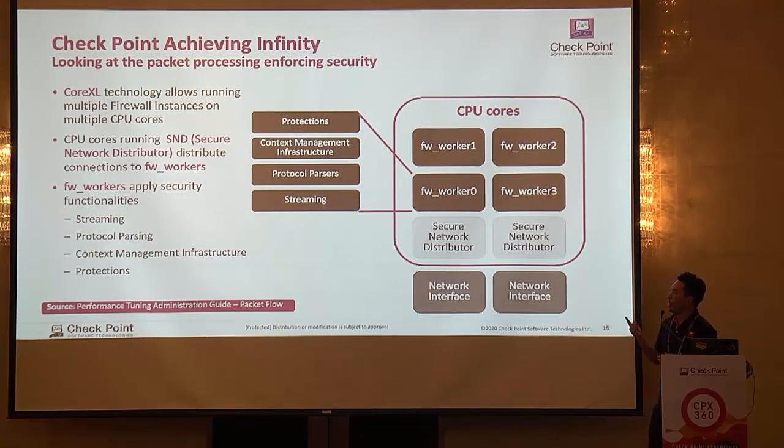In the FW worker, there are different functionalities, including the streaming engine, where we order all the fragmented packets. After the streaming engine, we pass them to the protocol parser, like the TLS parser. Then the TLS parser will put the packet in memory, and then the NGTX will start its function to inspect the packet that we put in memory.